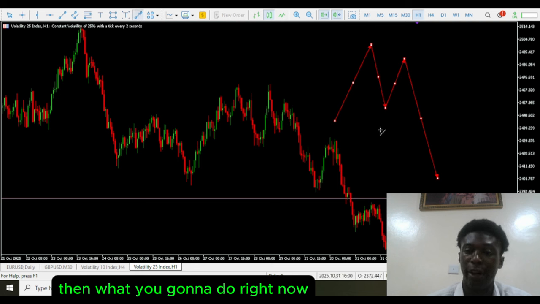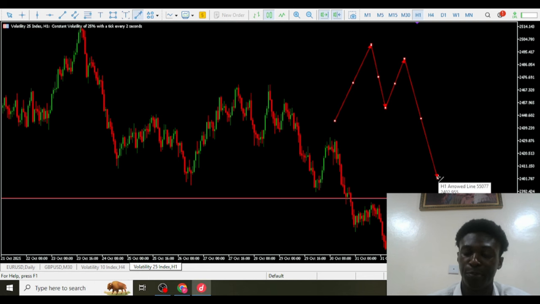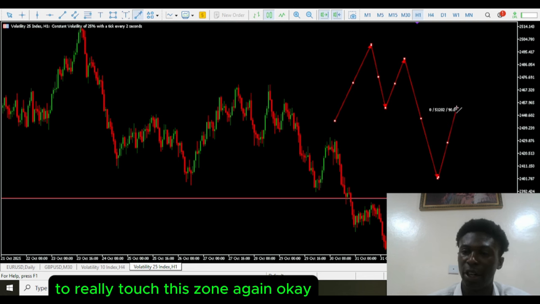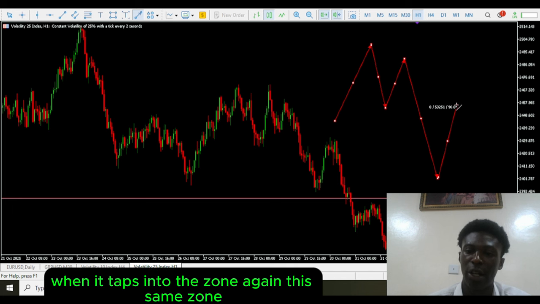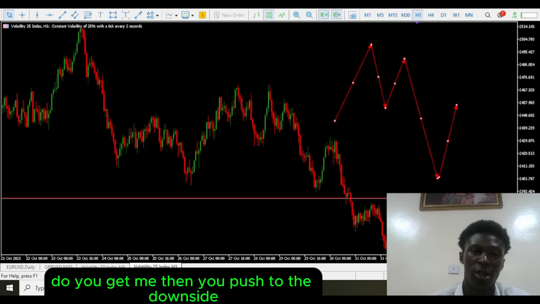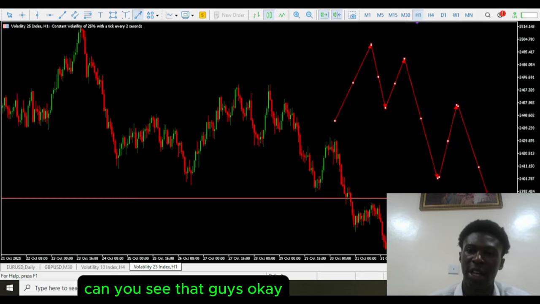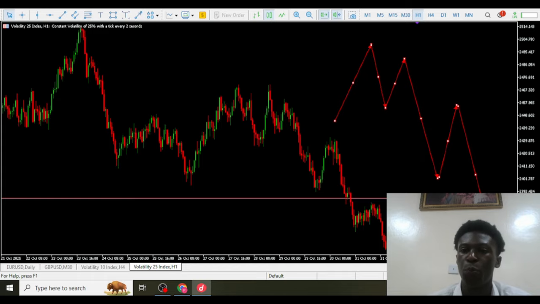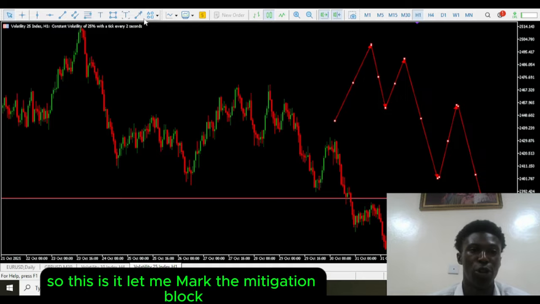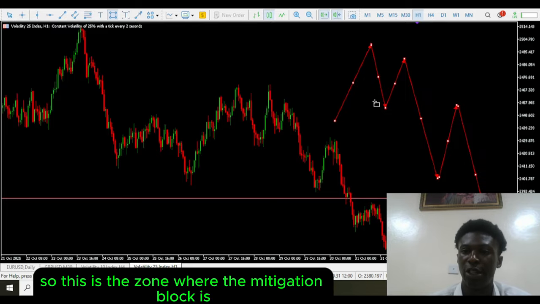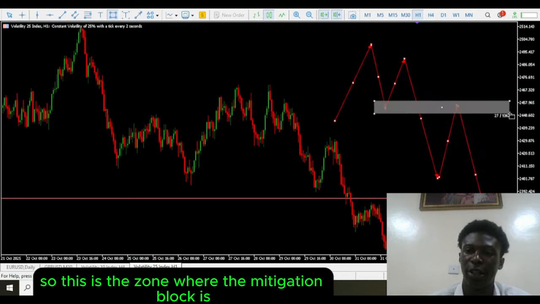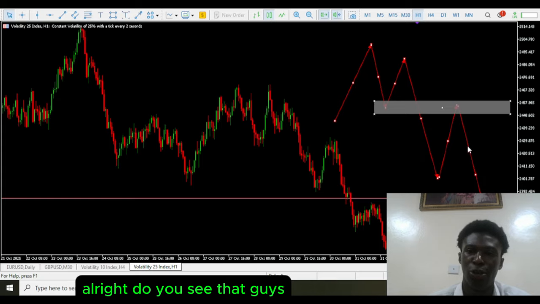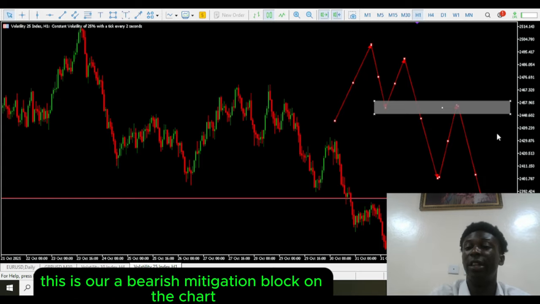Then what you're gonna do right now is just wait for the market to touch this zone again. When it taps into this same zone again, then you push to the downside. Can you see that, guys? So let me mark the mitigation block so you see it for yourself. This is the zone where the mitigation block is. So these are a bearish mitigation block on the chart.